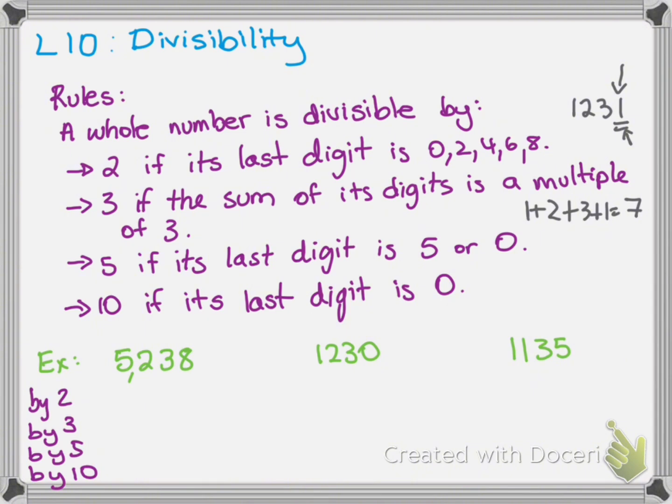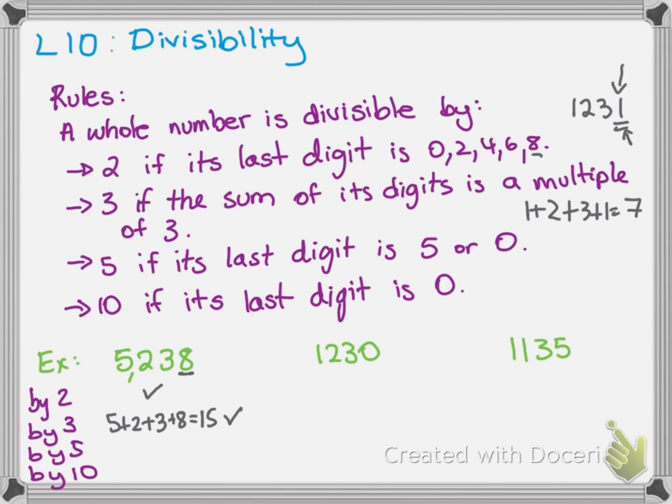So let's look at this example. They give us 3 different numbers, and we have to decide if it's divisible by 2, by 3, by 5, and by 10. So let's look at the last digit. So it's 8. Since it is 8 and is one of our numbers here, the number is divisible by 2. It's an even number. For 3, we have to add, and the sum is 15. So in this case, it is divisible by 3 as well.